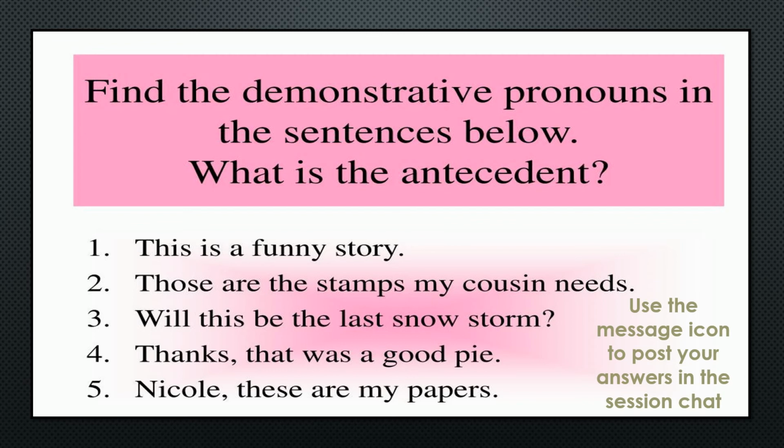Number three, will this be the last snowstorm? So we have the demonstrative, this, and then we have storm. Number four, thanks, that was a good pie. So that becomes the demonstrative, and then pie becomes the antecedent. Number five, Nicole, these are my papers. So these becomes the demonstrative, and then papers becomes the antecedent.